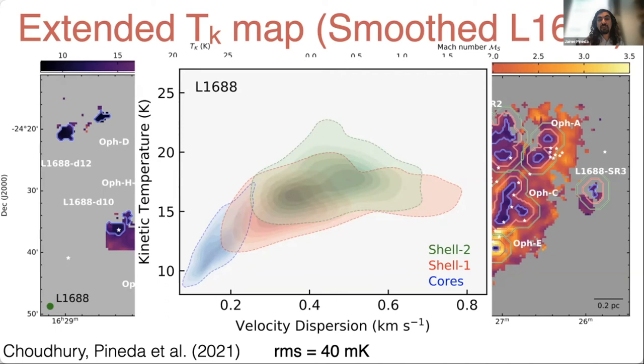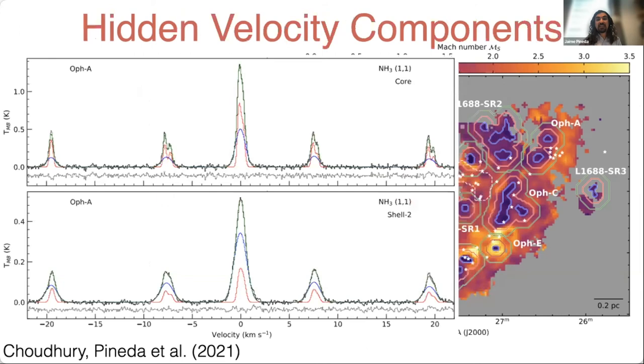But more importantly, if we identify these regions that share some properties, we can stack them and bring the noise level down even further. And now we can see that toward Ophiuchus A, for example, we see two components. We see clearly two components that we need to fit. This shows in green the combined fit, and the red and the blue components: the red is the narrow component, and the blue is a broad component that we need to include.